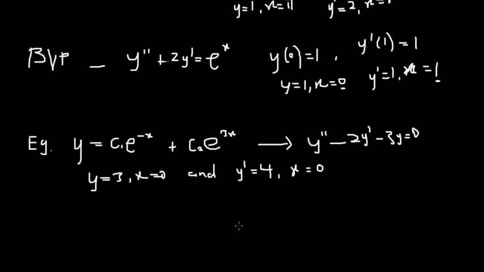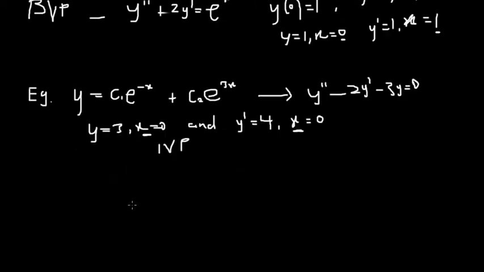So from here you could notice that this is an initial value problem, an IVP. Why is this an IVP? This is an IVP because the values given at x are the same. So x is 0 over here and x is 0 over here. So let's see how we could solve this.